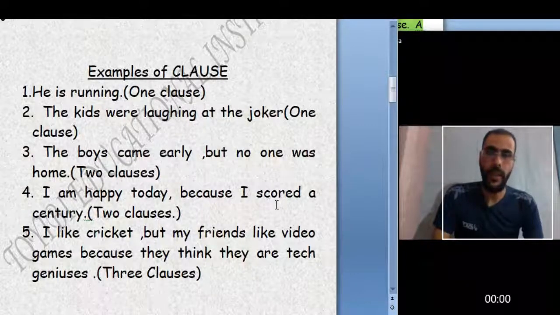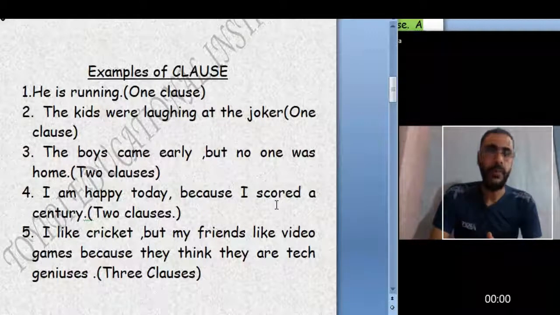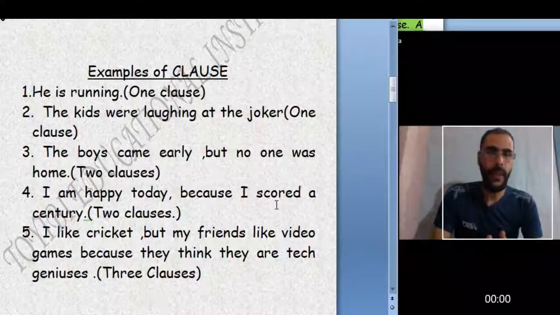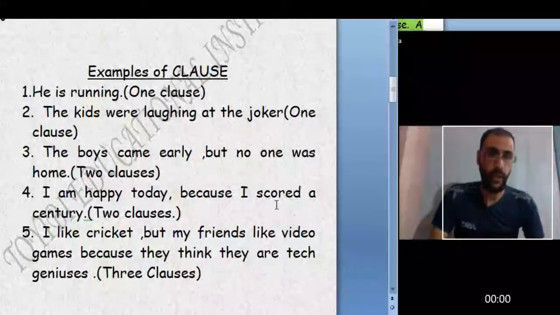The boys came early, but no one was home. The boys came early, यहाँ पर एक subject है, the boys. Noun है, came early, information है, that is predicate. But no one यहाँ पर एक और subject है, was home. So 2 clauses. This sentence contains 2 clauses.